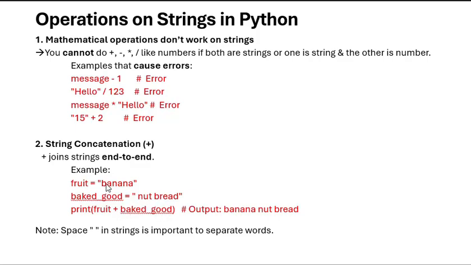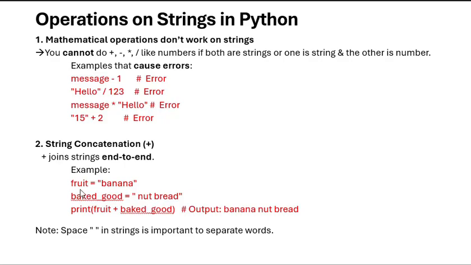It will go to fruit and take the banana, print it in the output, and plus baked_good. It will go to baked_good and take the value which is present in the baked_good, and it will print in the output, which is banana nut bread. It is called string concatenation. You are adding the two strings by using the addition operator. Here space in the string is important to separate the words. You have to take the space in between, then only you can separate two strings here.